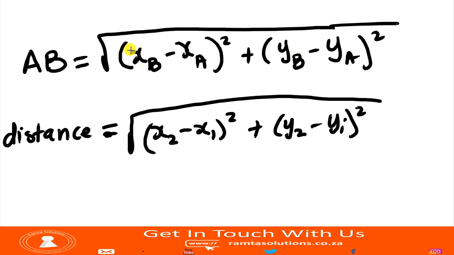I repeat, if you begin with A on your x's, you must also begin with A on your y's. If you begin with B for the x's, you must also begin with B for the y's. So generally, this is your distance formula, and this is how it is. So now we're going to try some examples.